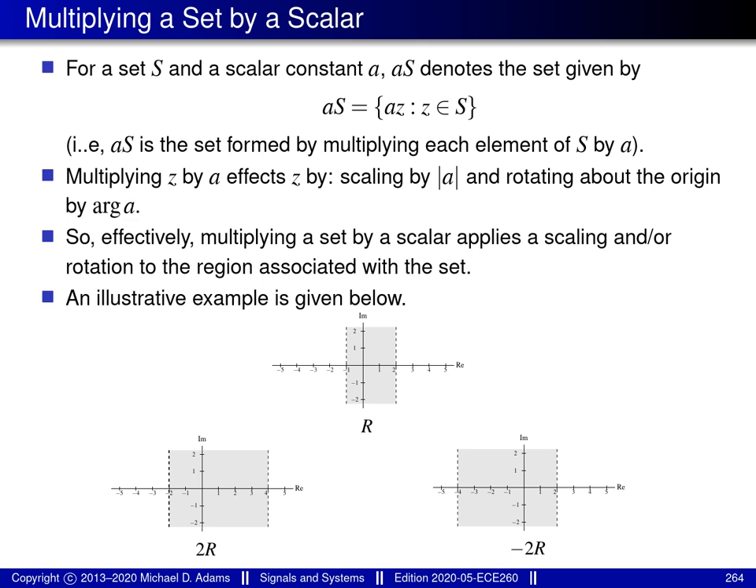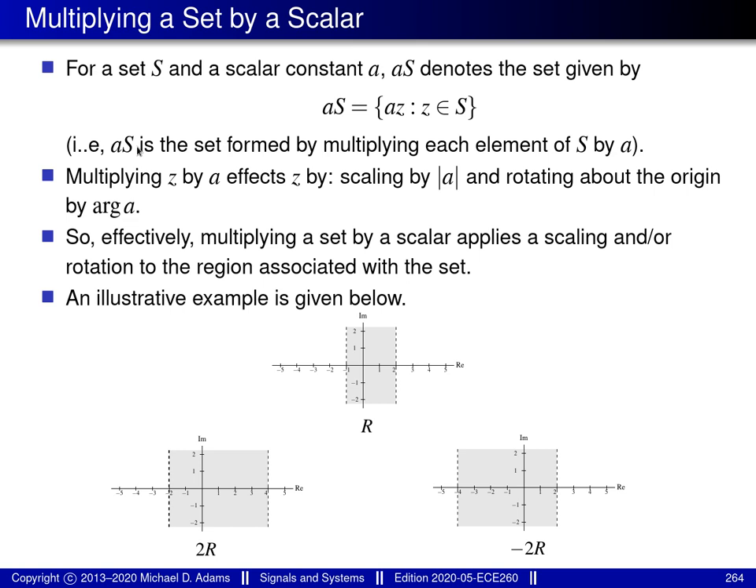Next, I need to introduce the operation of multiplying a set by a scalar, such as a real or complex number. For a set S and a scalar constant A, the notation AS denotes the set given by this particular formula here. In other words, AS is a set formed by multiplying each element of S by A. For two complex numbers A and Z, multiplying Z by A affects Z by scaling by the magnitude of A and rotating about the origin by the argument of A. So effectively, multiplying a set by a scalar applies a scaling and/or rotation to the region associated with the set.